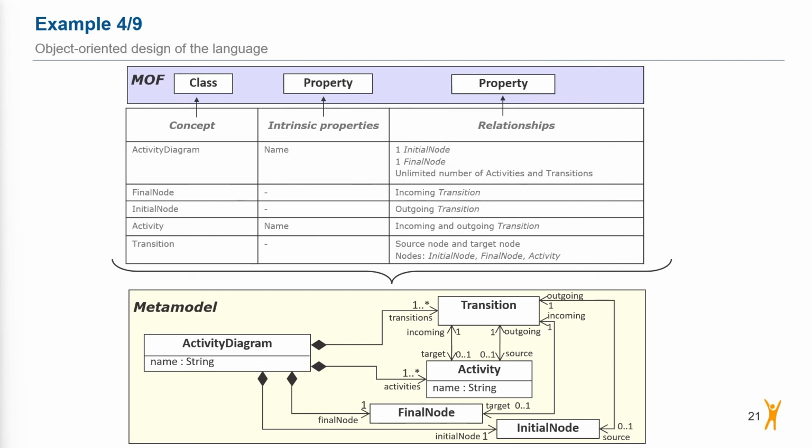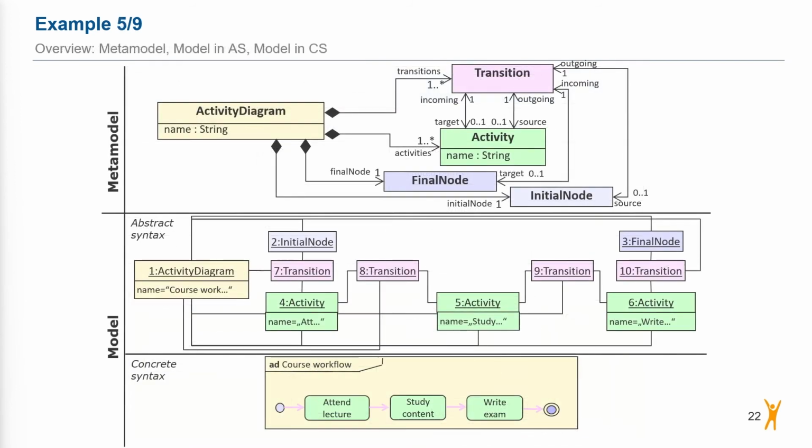A meta-model sketch of our current conceptualization from the domain is that we have an activity diagram which has a property name. And this activity diagram is composed of one initial node, one final node, one or many transitions, one or many activities. And activities can be connected with transitions by incoming and outgoing relationships. And a final node can only have an incoming transition, whereas an initial node can only have an outgoing transition. So this is the current conceptualization, and then we can use this to create sample models.